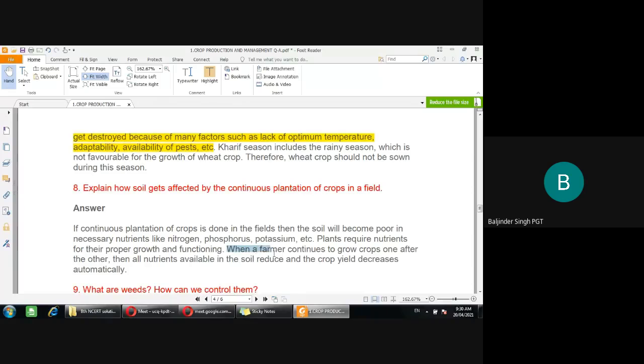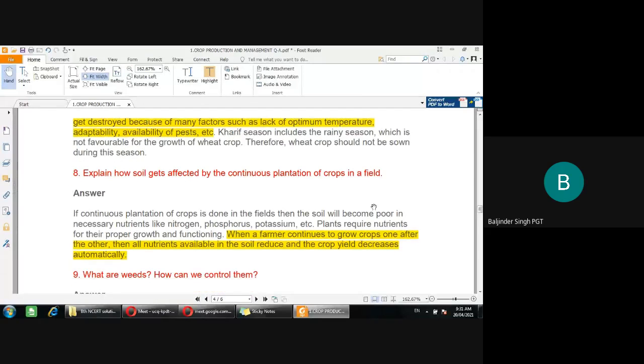When a farmer continues to grow crops one after another, then all the nutrients available in the soil reduce and the crop yield decreases automatically. Okay, now come to question number 9.